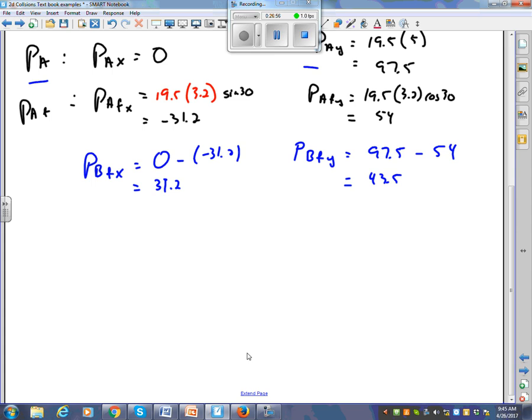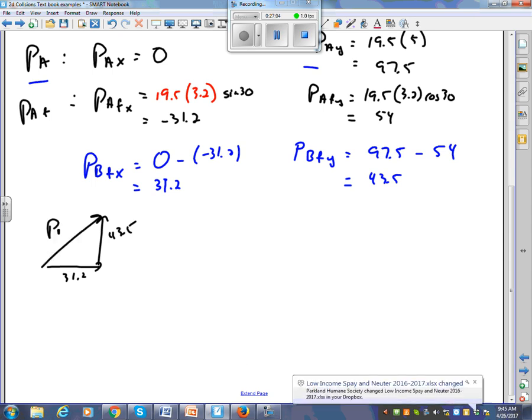So, I'm going to draw a picture. X is 31.2. Y is 43.5. This is PBF.